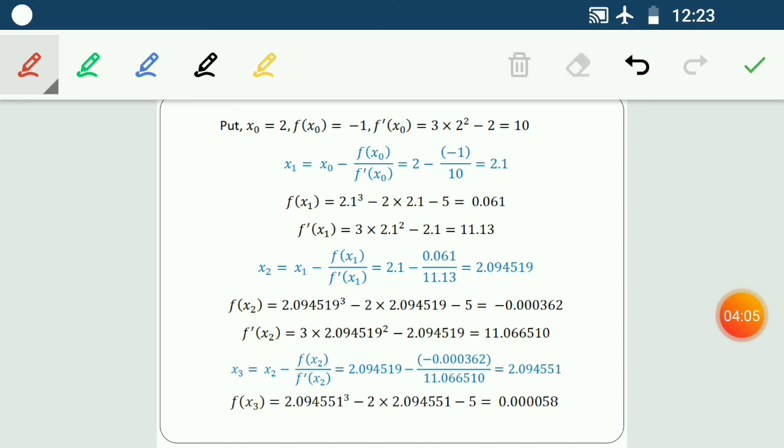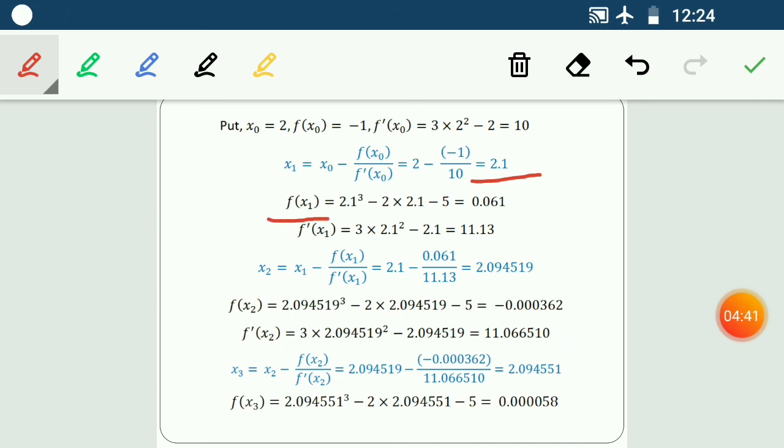So what are those values? That is x naught equals 2 found by random check, f of x naught, and what is my f dash x naught? That is 3x square minus 2, replacing the value of x with x naught. Okay, so I got this value as 10. So by keeping all these values in the equation, I got the value for x1 as 2.1, that is my first iteration value.